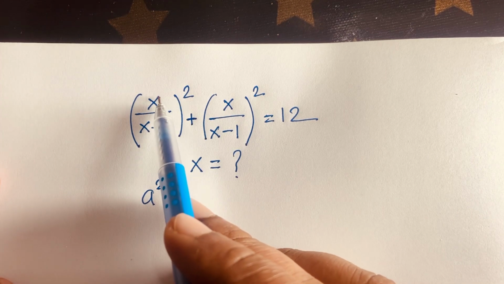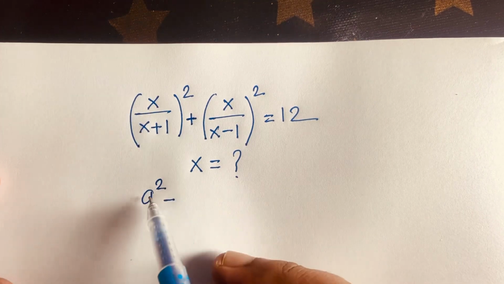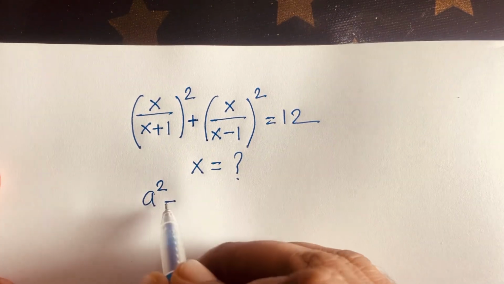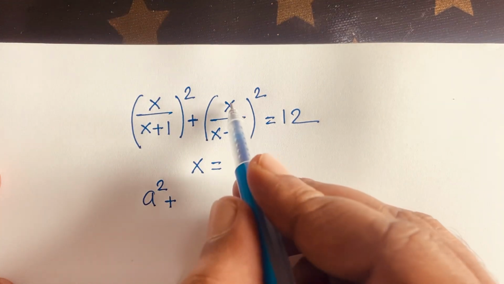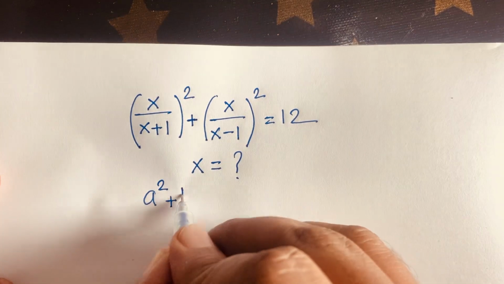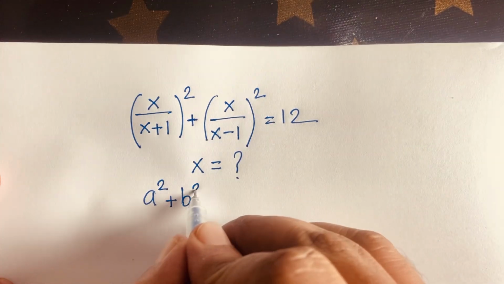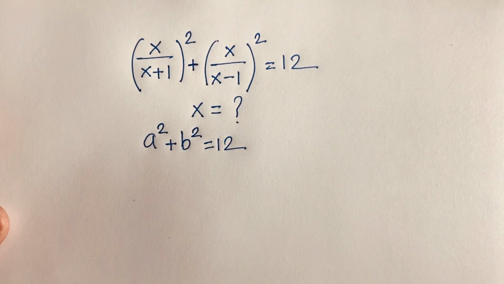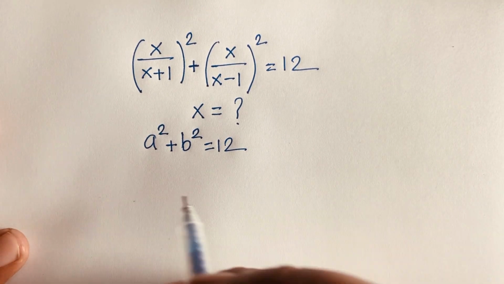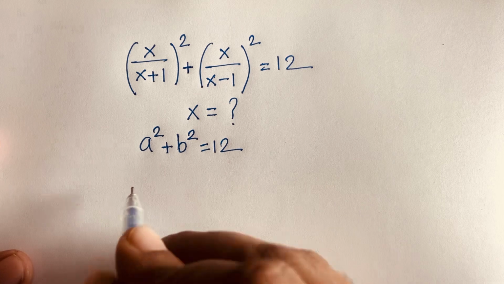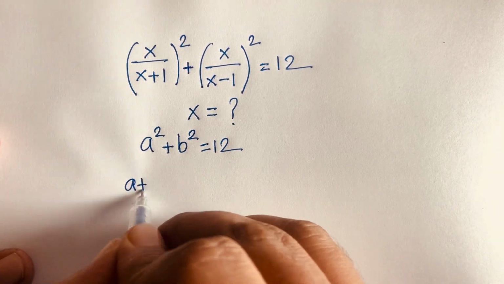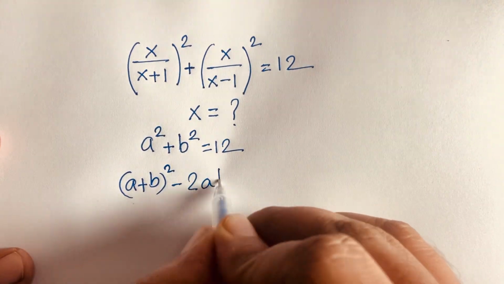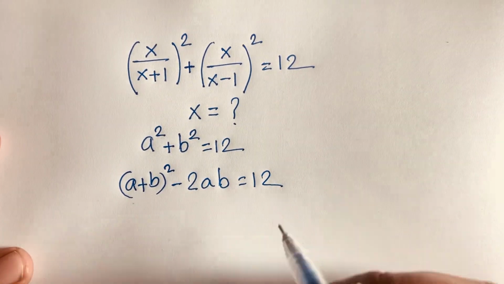So first of all, we will let this term be a, and here it is squared, so it will be a², plus, and we'll let this term be b, and it is squared, so b², is equal to 12. Then according to algebra rules, I can say a² + b² is (a + b)² − 2ab = 12.